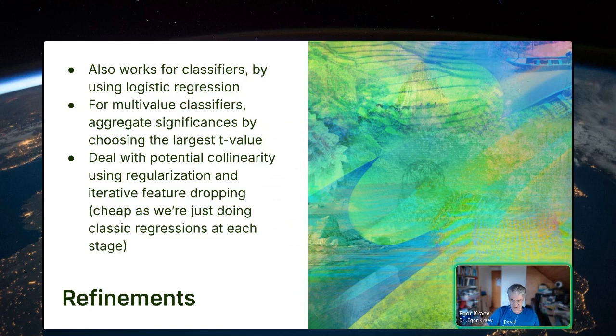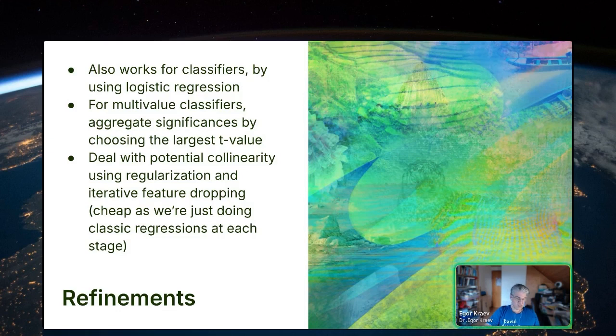For classifiers, you have to use the log odds Shapley values, and then use logistic regression instead of linear, but you still have exactly the same interpretation and exactly the same statistical apparatus with t-values, significance levels, and so on. And then for multi-class classifiers, you don't have just one Shapley value, you have one Shapley value per class or per label. Then we aggregate significances by choosing the largest t-value, so negative t-values drop out. The idea is, if a feature is significant for at least one of the labels, it is significant.